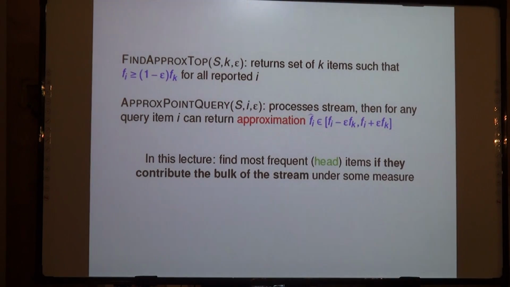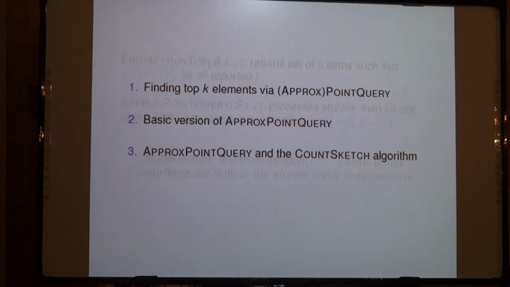Yes? Say again? Approx point query has parameter k. Yes, it has this built-in parameter. Good. So basically what this will let us do is find the most frequent items, but only under an assumption: that these frequent items actually contribute a bulk of the stream in some sense that we will see in a second.